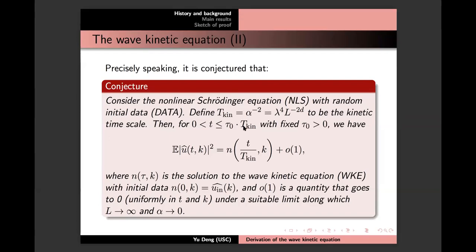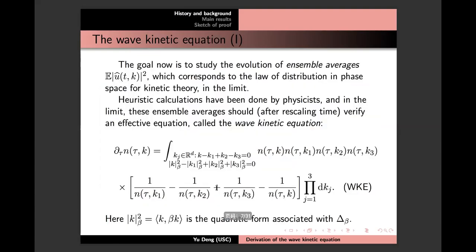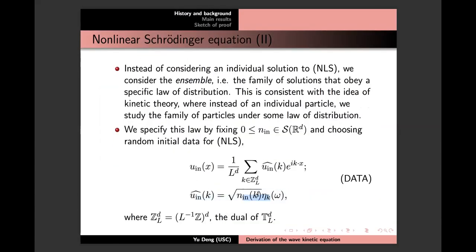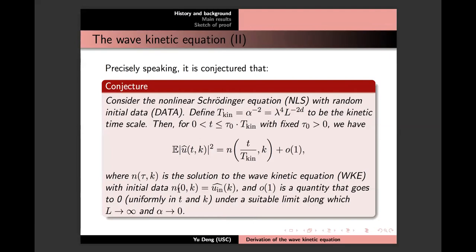Okay, so where this n is a solution to the wave kinetic equation with initial data n0(k), which is the initial n_in of k, the one that appears here. So with n0 being the initial data we're given, and this O(1) is a quantity that goes to 0 uniformly in t and k under suitable limits along which L goes to infinity and alpha goes to 0.